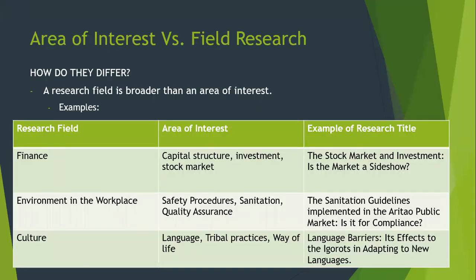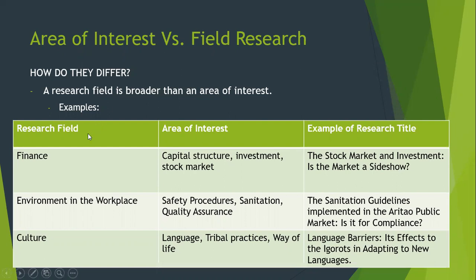Okay, so first, the first thing that we are going to identify or define is the difference between area of interest versus field research. So how do they differ? A research field is broader than an area of interest. It's like when you are in language, there is what we call the general and the specific. Okay, so I have here examples for you.